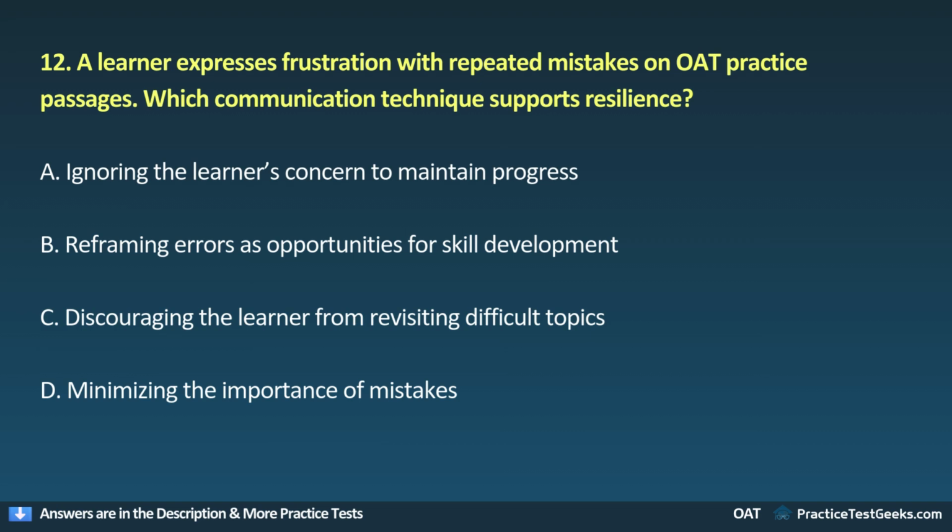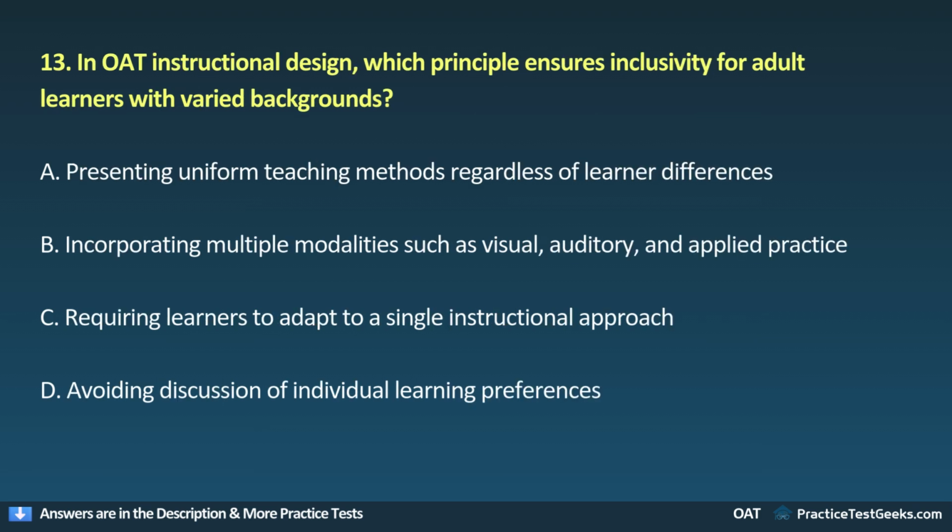12. A learner expresses frustration with repeated mistakes on OAT practice passages. Which communication technique supports resilience? A. Ignoring the learner's concern to maintain progress. B. Reframing errors as opportunities for skill development. C. Discouraging the learner from revisiting difficult topics. D. Minimizing the importance of mistakes.